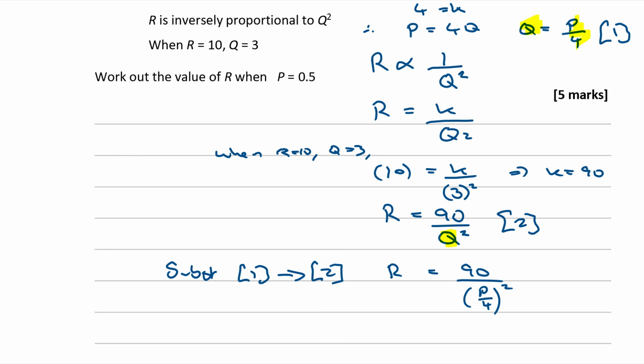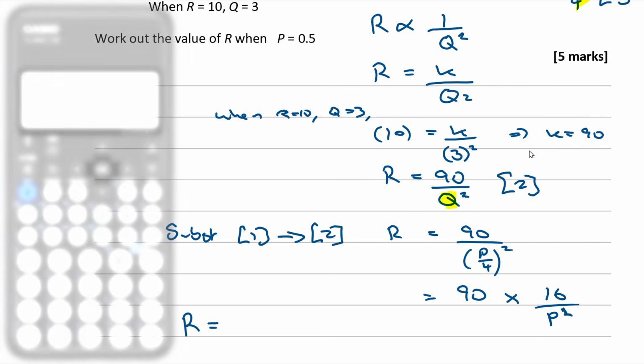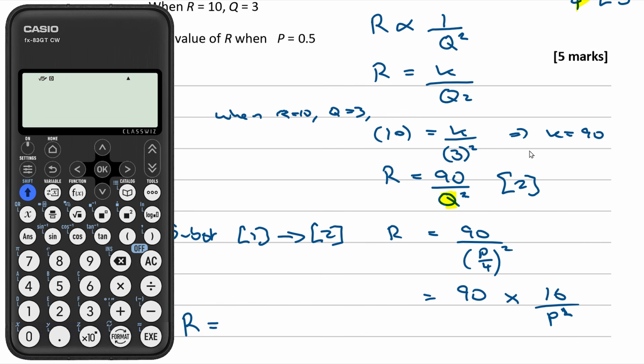So it's 90 divided by P squared over 16. When you divide through by a fraction, you can keep flip, can't you? So rather than dividing through by P squared over 16, I can times through by 16 over P squared then, can't I? Okay, so doing great. So 90 times 16 over P squared, so that means R is going to be, what's 90 times 16?